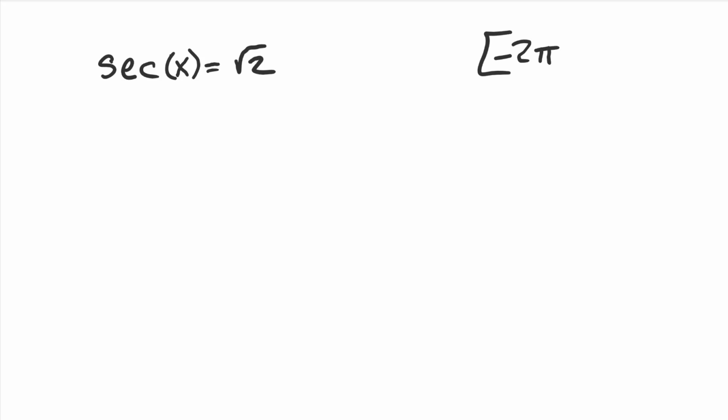Let's look at this one. Let's do secant of x is equal to the square root of 2. And we want to find all of our answers, all of our x values, between negative 2 pi and 2 pi.